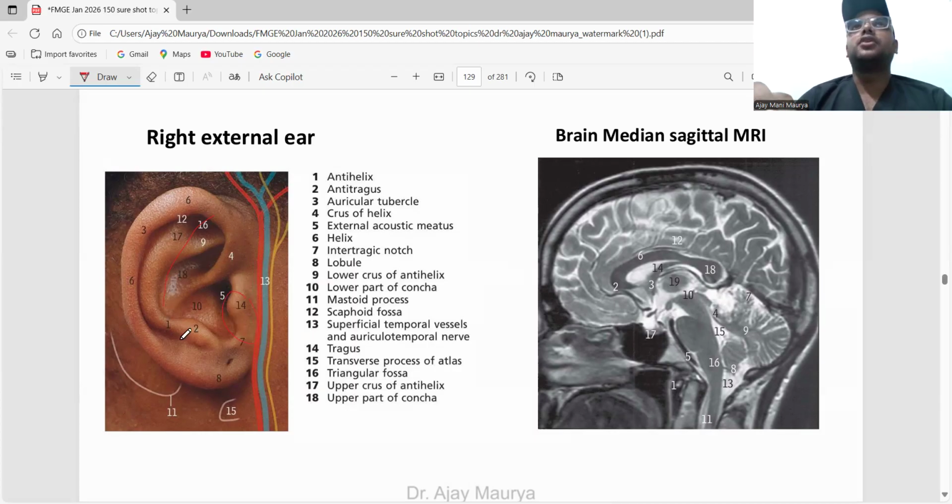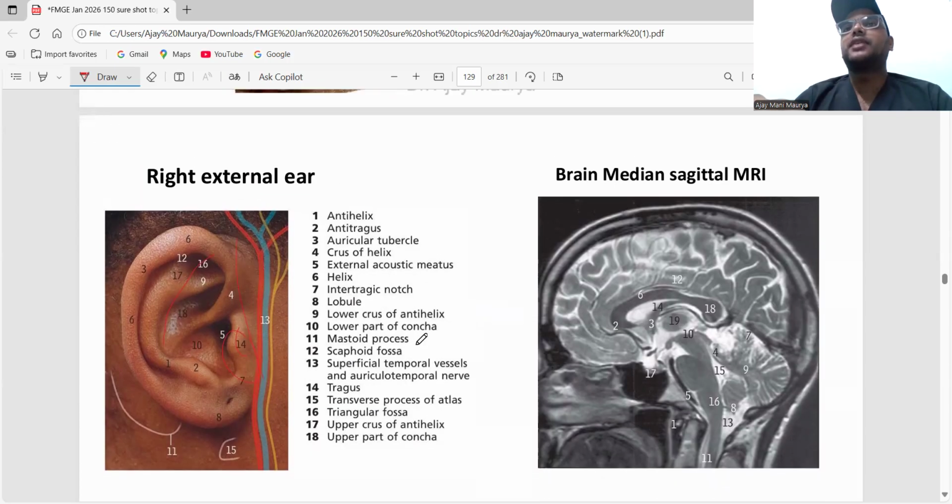Please go into my group and try to find it there. Just know the parts, the names, and their origin. In the group I already shared everything. So, what's the nerve supply?